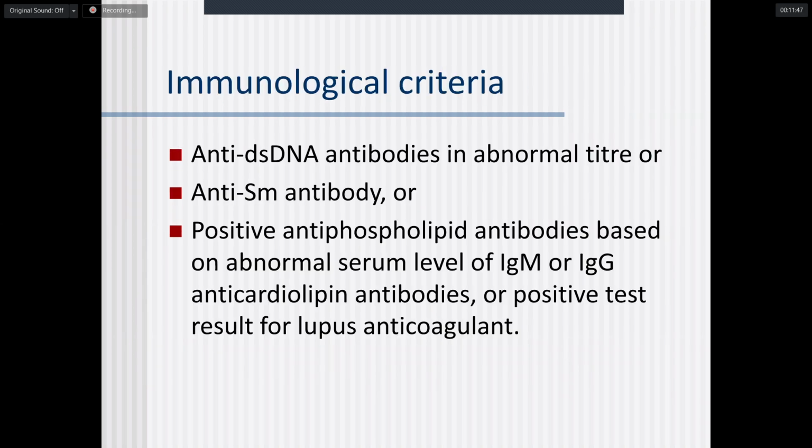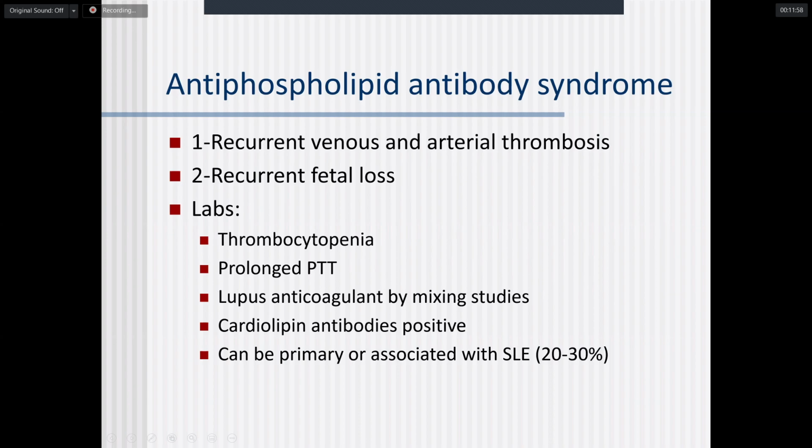Anti-phospholipid antibody syndrome. These are anti-phospholipid antibodies. We call them anti-phospholipid antibodies. You have anti-phospholipid antibody syndrome, which is a syndrome different from lupus. This is characterized by recurrent venous and arterial thrombosis, meaning unusual DVT and unusual deep arterial thrombosis, and recurrent fetal loss.